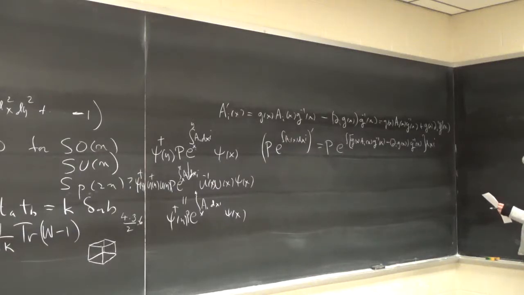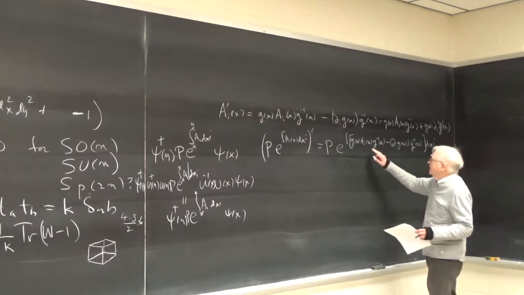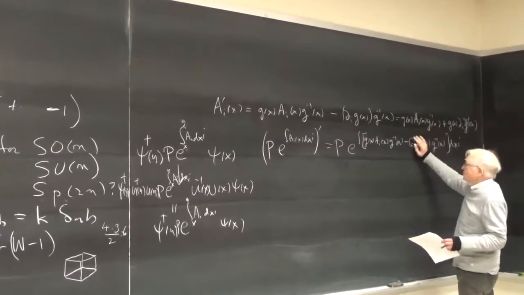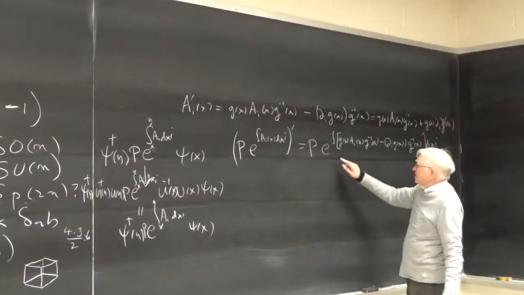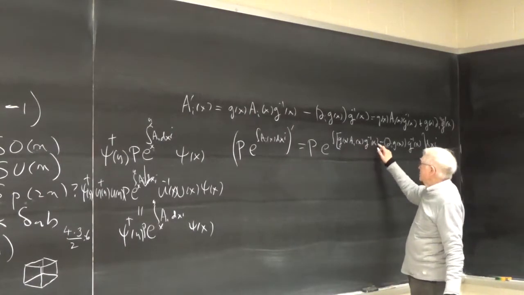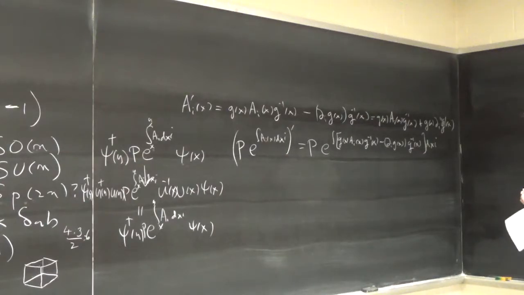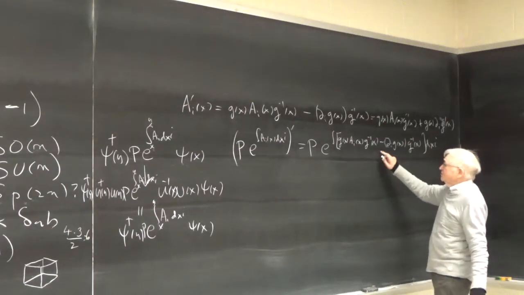The A part is, in other words, if we didn't have any of these derivatives here, what we'd have would be a product of exponentials of g A g inverse dx^i, one right next to the other, and the g inverse terms would just cancel, and so you just get a g at one end and a g inverse at the other end.